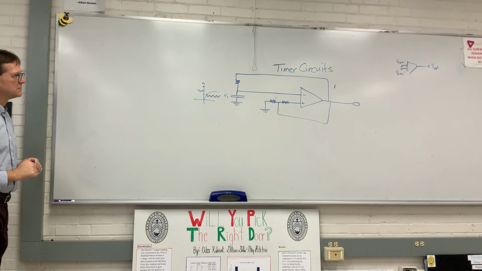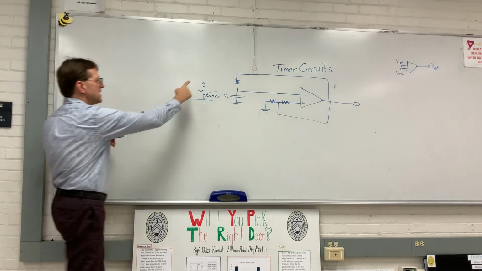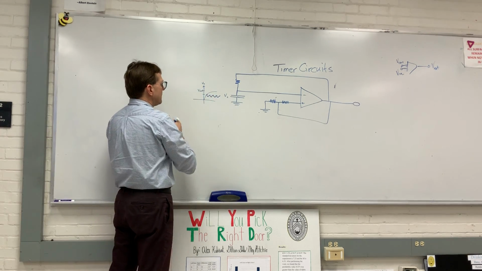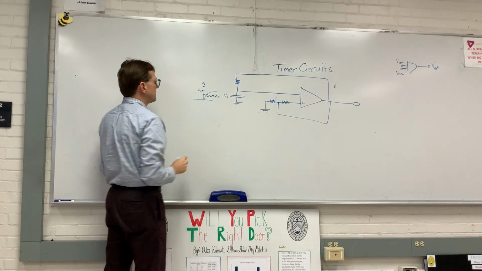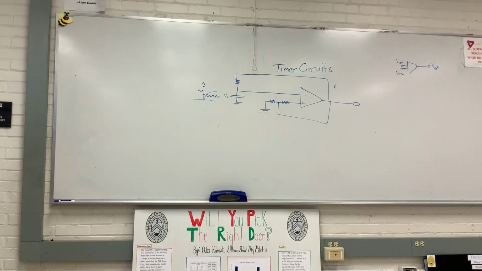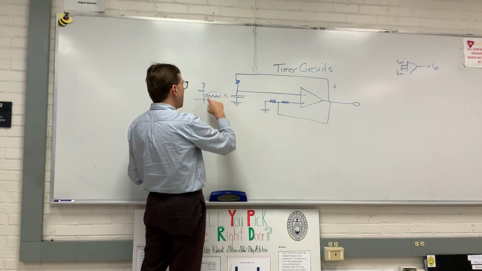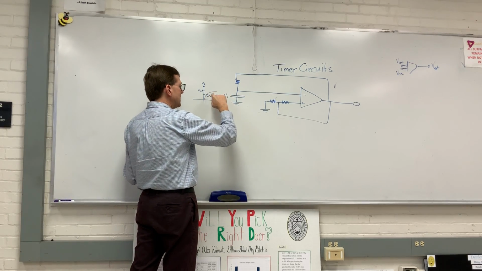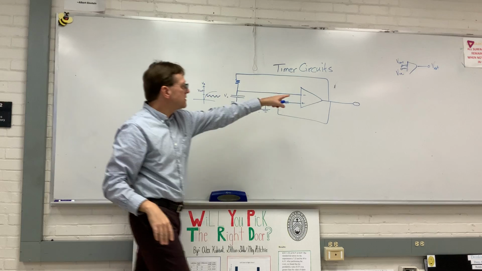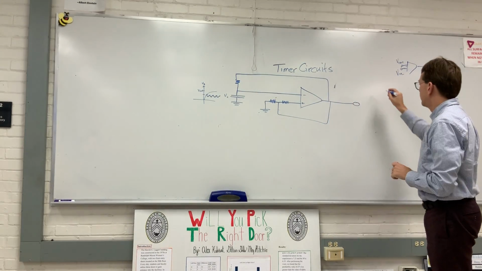Is that VC? Yeah, we're graphing VC. So that creates a timer circuit. It is a timer circuit. So the voltage on the capacitor oscillates up and down. What does the output voltage look like?